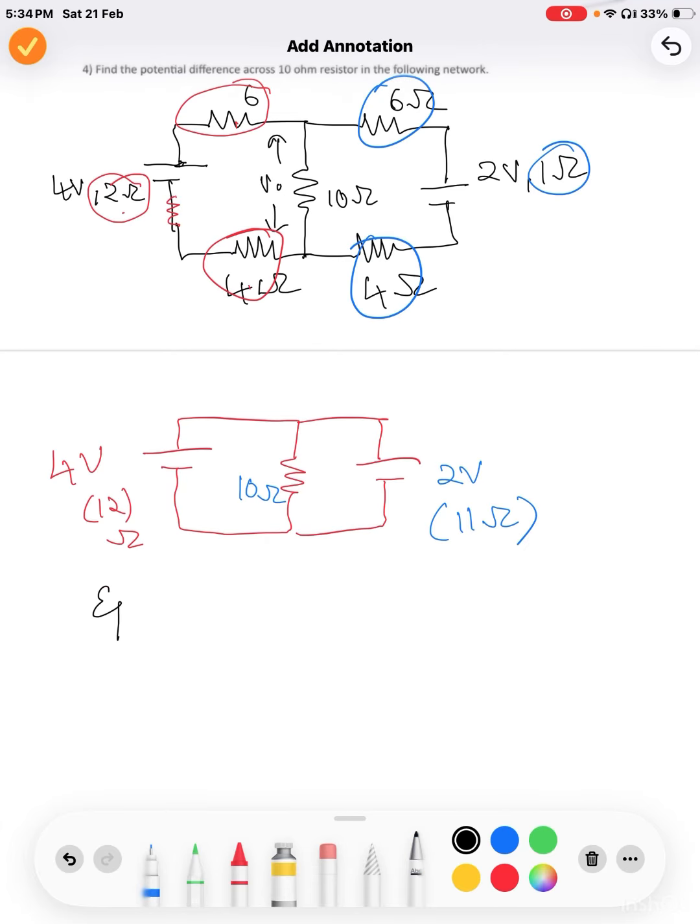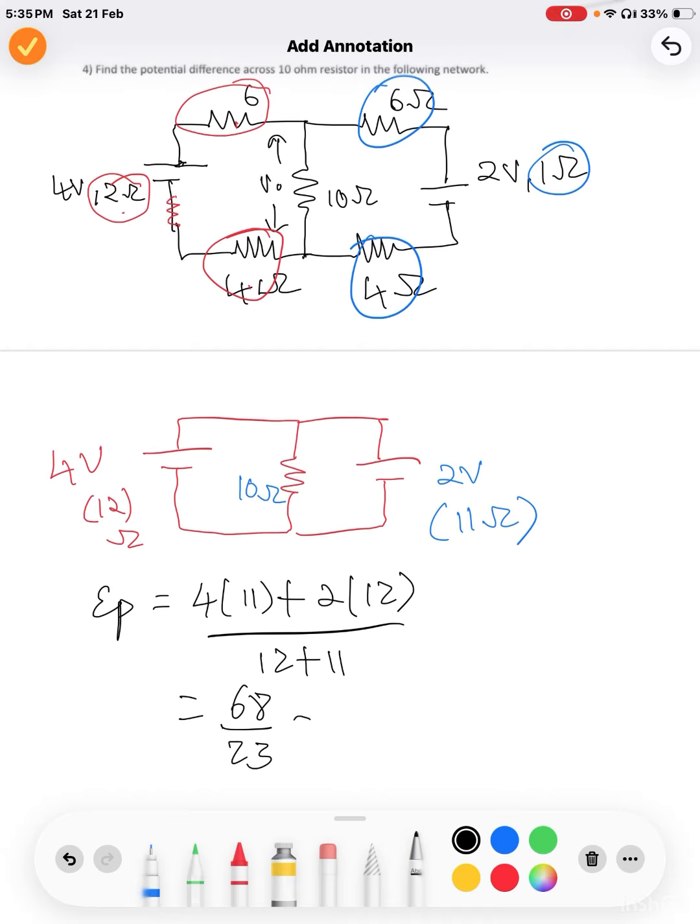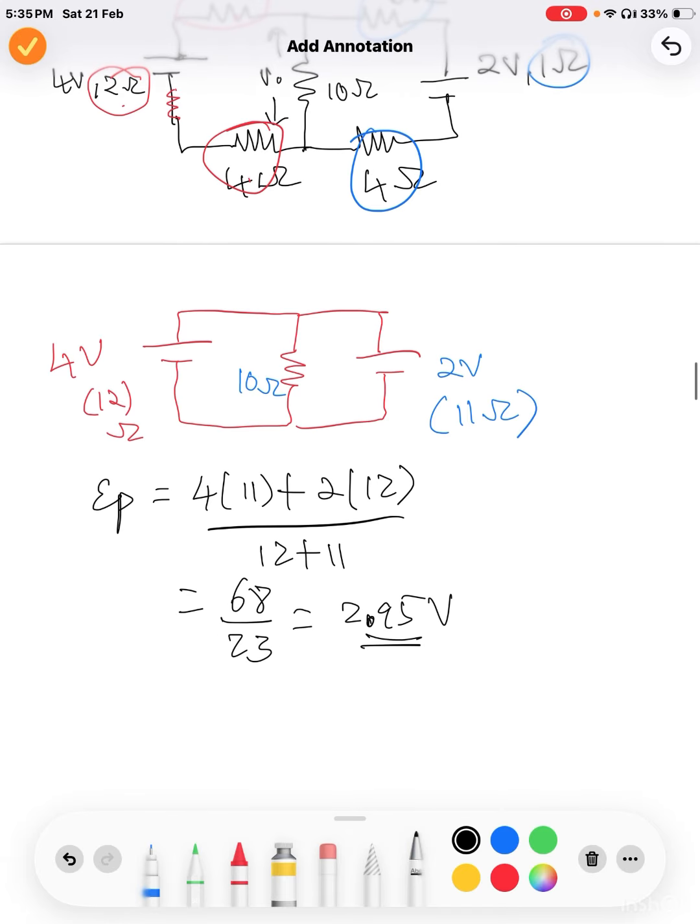So I will first find EP. What is the EP value? It is (E1 R2 + E2 R1) by R1 plus R2. So E1 is 4, R2 value is 11, E2 is 2 and R1 is 12, by R1 plus R2. So 12 plus 11, that becomes 68 by 23. 68 by 23 is 2.95 volts. So this is the EP value.